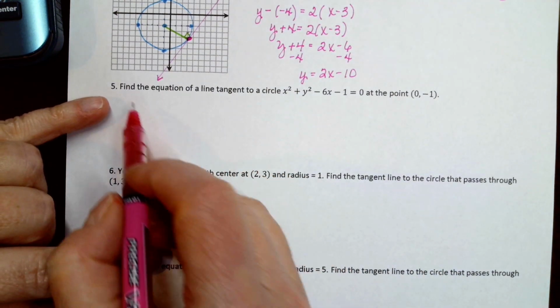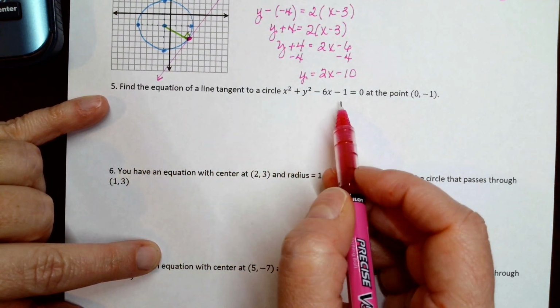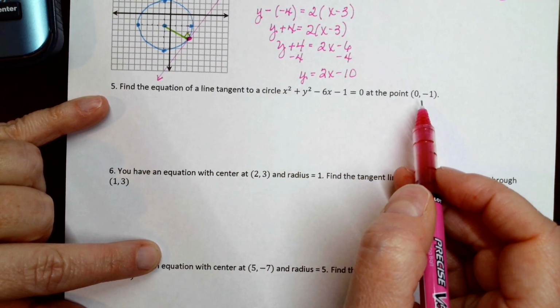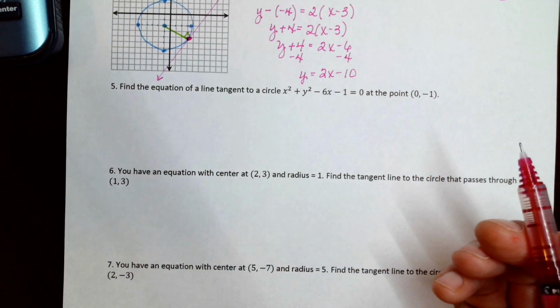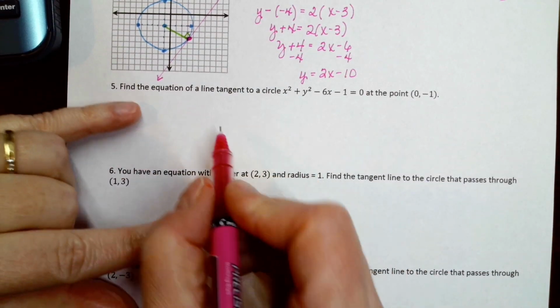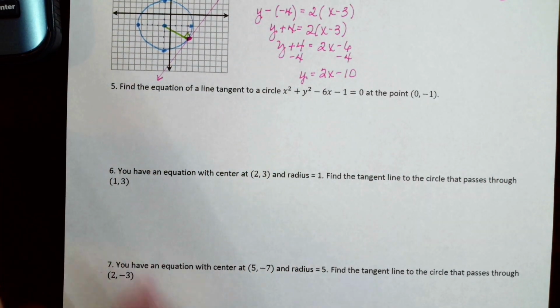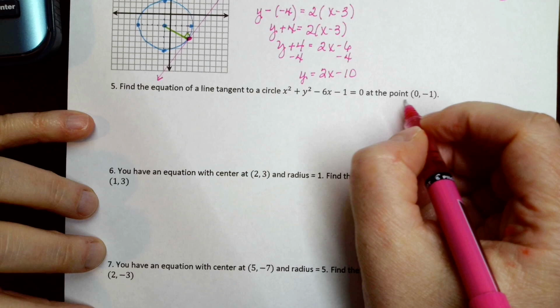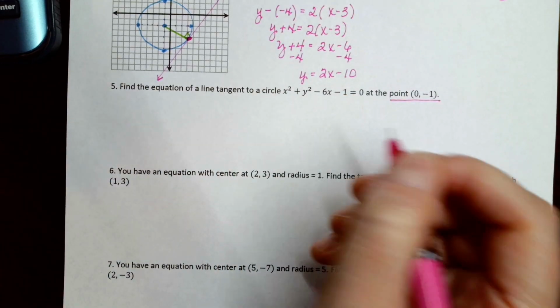All right, so here's our next one. Find the equation of the line tangent to the circle, blah, blah, blah, at that particular point. Our first step is, we know that we're going to need a radius. So even if I don't graph this, I've got to know the center so that I can figure out the slope of my radius. So I have a point, but let's go ahead and mess with this for a second.